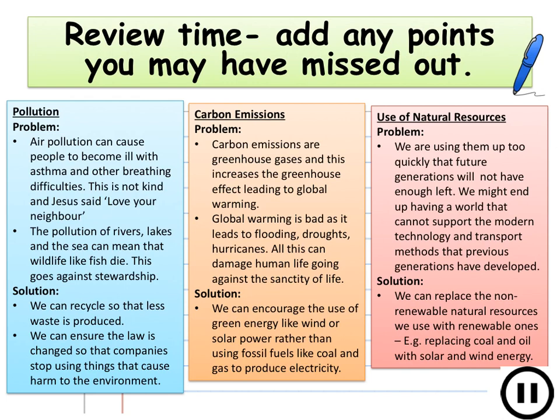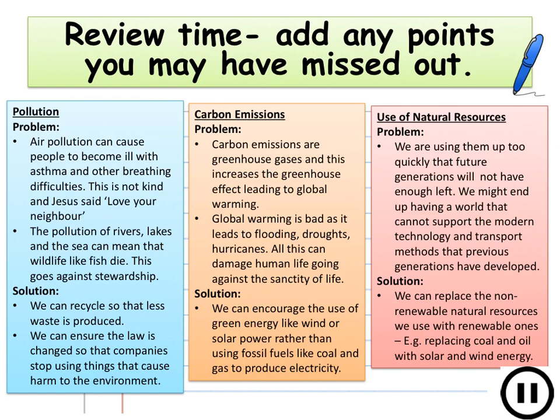Finally, if we think about the use of natural resources, the problem is that we're using them up too quickly for future generations, so they won't have enough left. We might end up having a world that can't support the modern technology and transport methods that previous generations have developed. This doesn't seem very fair to future generations, nor is it a particularly loving thing to do. So we could say that it goes against teachings like love your neighbour, treat others the way that you want to be treated, or Allah is compassionate.